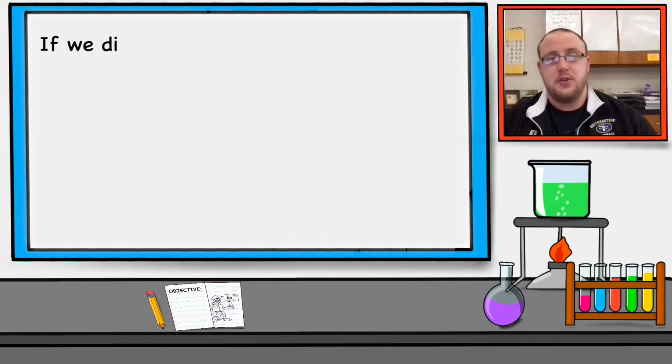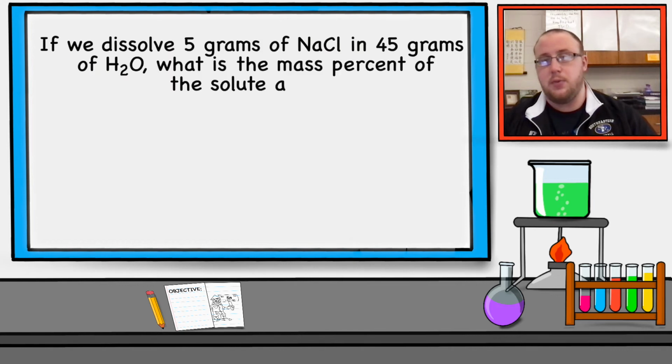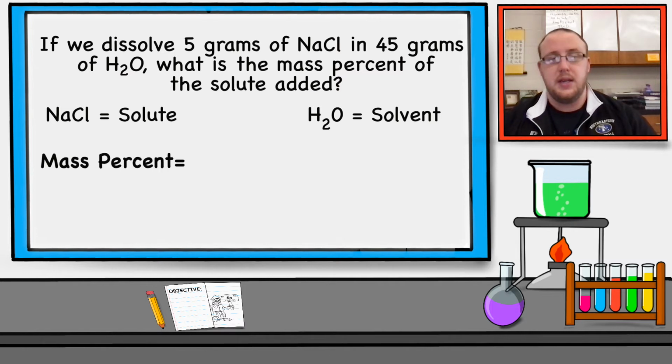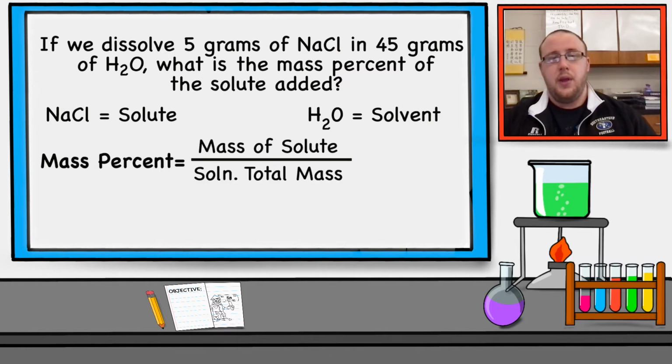Suppose we create a solution by dissolving 5 grams of sodium chloride in 45 grams of water. What is the mass percent of the solute added? So we start off by identifying our solute and solvent. Our sodium chloride, or salt, is what is being dissolved, so that's going to be your solute, while our water is doing the dissolving, so that's going to be your solvent. Now with this knowledge, we can start plugging numbers into our formula. We have 5 grams of sodium chloride, which is our solute, so it is going to go on top here.